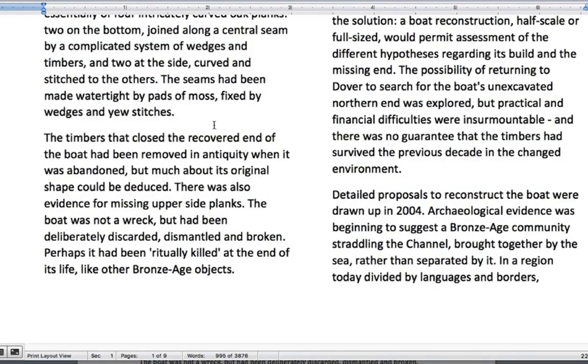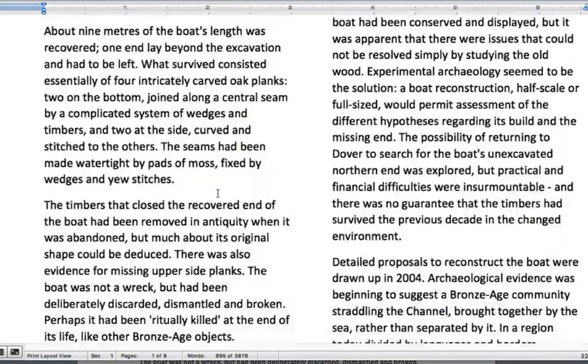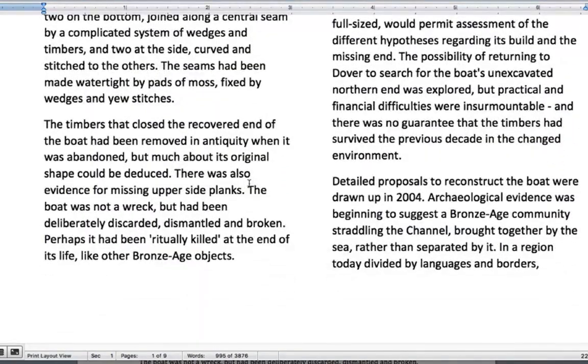So I'm not going to talk too much about scanning. You should find where these are. This is about answering the question, and that is actually the target sentence. The boat was not a wreck but had been deliberately discarded. And this is all damaged.